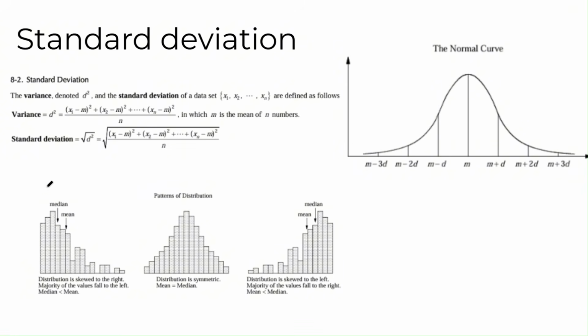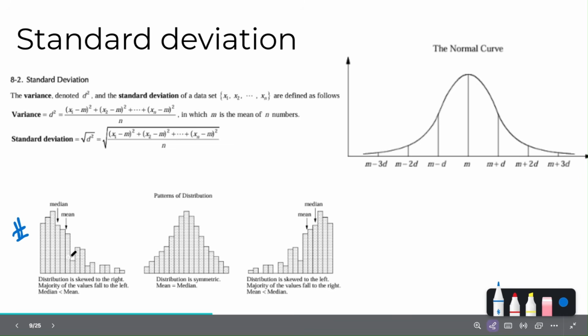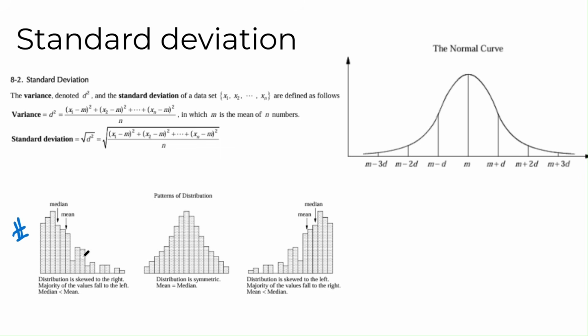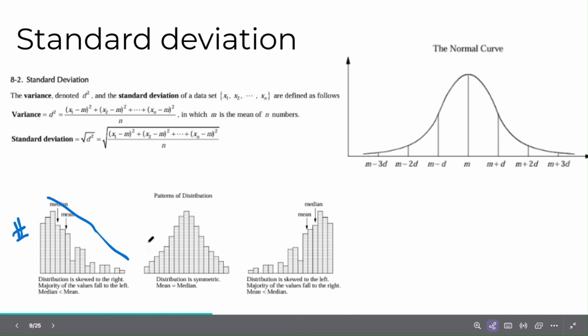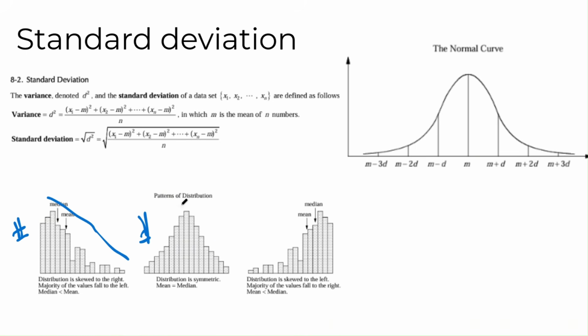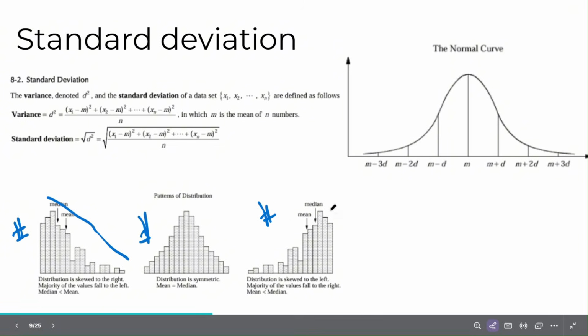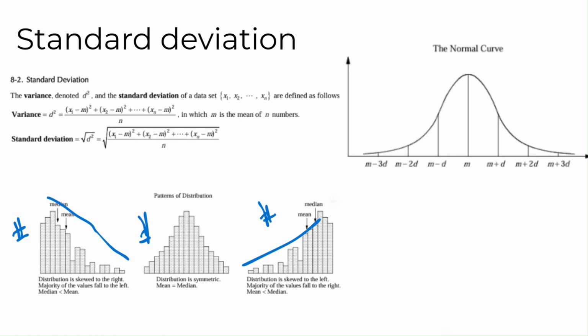So we have three forms of standard deviation. The first one is this graph, which is skewed to the right. The second case is when our distribution, our graph, is symmetrical. They are equal from both sides. The third case is when our graph is skewed to the left side. It helps us to interpret the data visually.